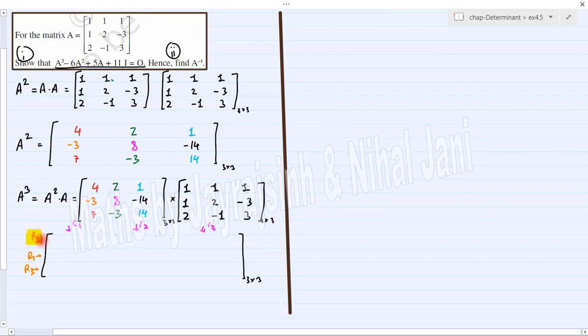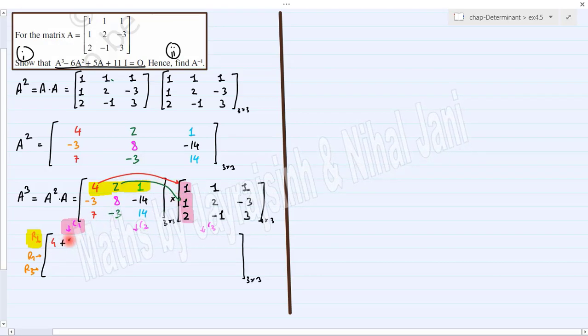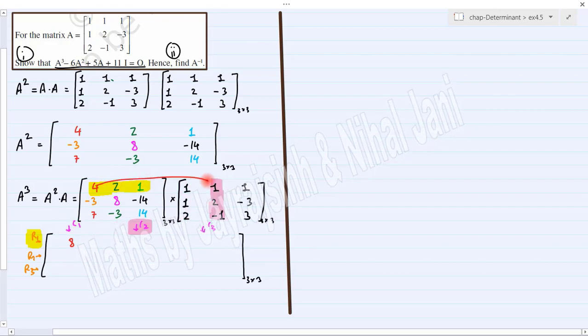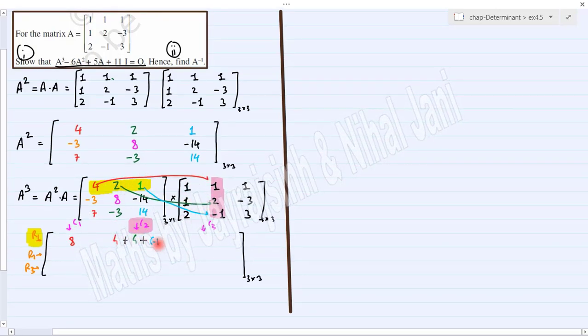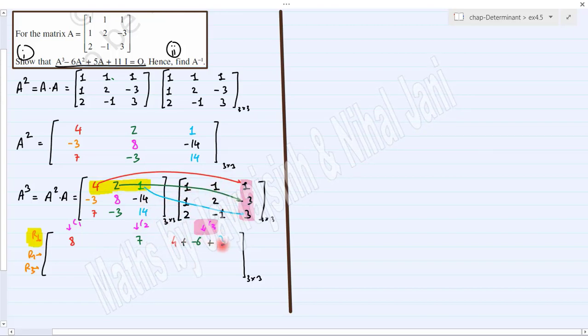So let's get your first element, which is in first row and first column. So we have to multiply first row of first matrix and first column of second matrix, and we will get 8. Then your next element is in second column. So 4 plus 4 minus 1 will give us 7. Now the last element of first row is in third column. So 4 minus 6 plus 3 will give us 1.